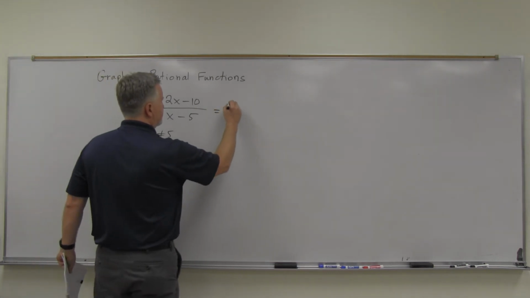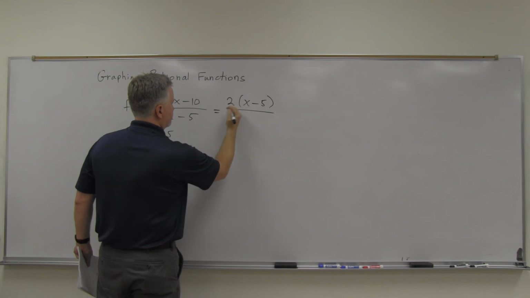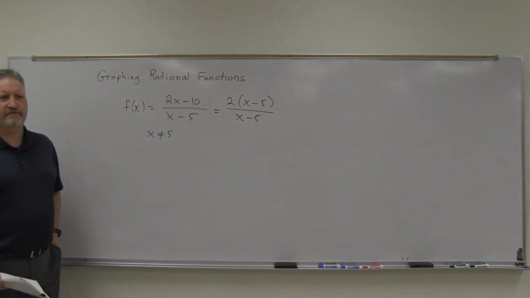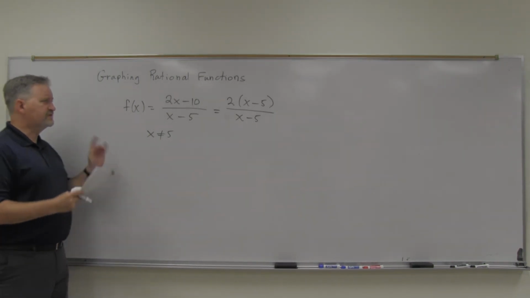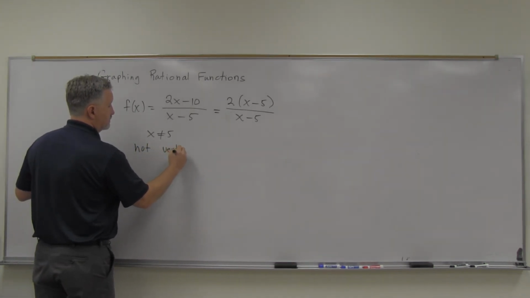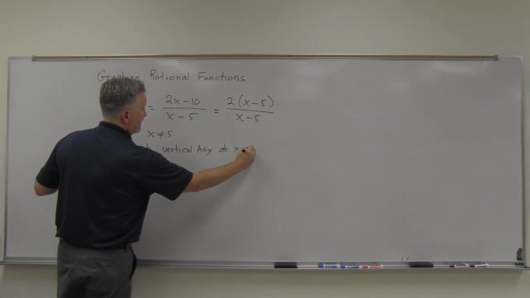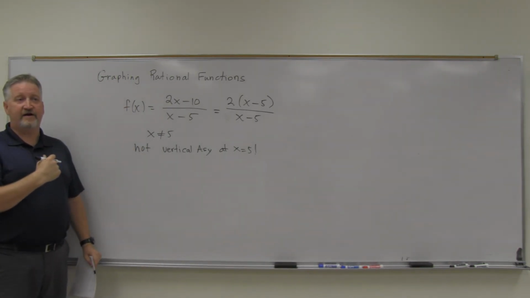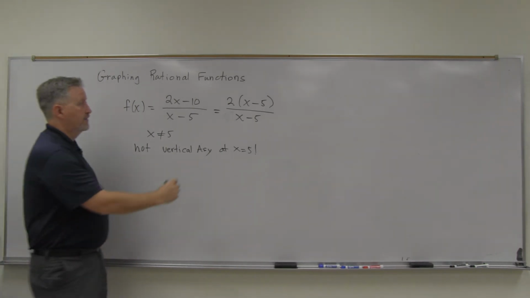Look at the top here. The top factors as 2 times x minus 5, and the bottom has that x minus 5 there. Do you notice something about that? They have a common factor. And so this is why there's not a vertical asymptote at x equals 5 in this case, because, technically speaking, the x minus 5s cancel out, which sort of gets rid of your vertical asymptote, okay?